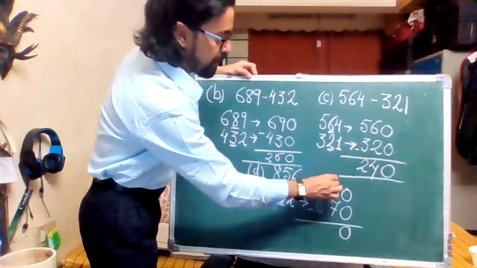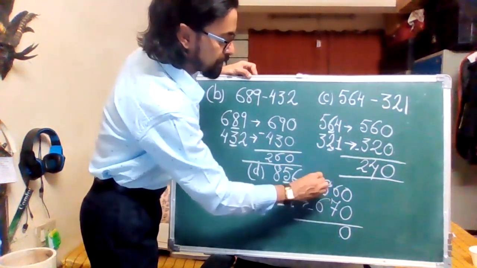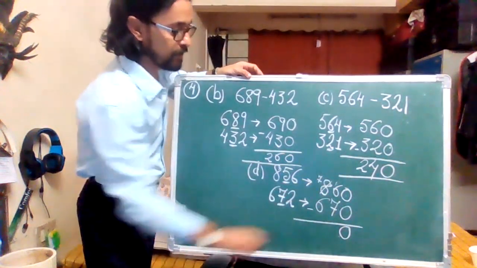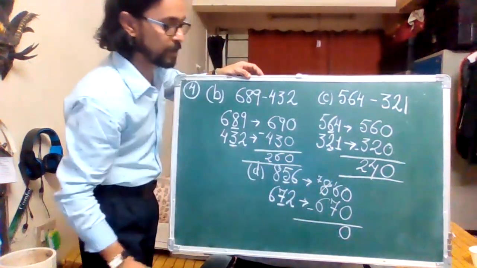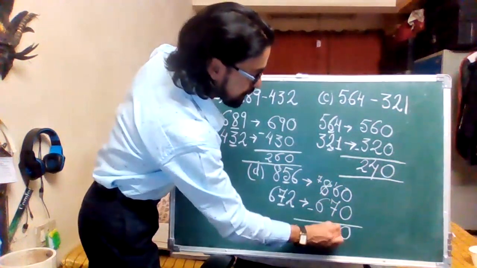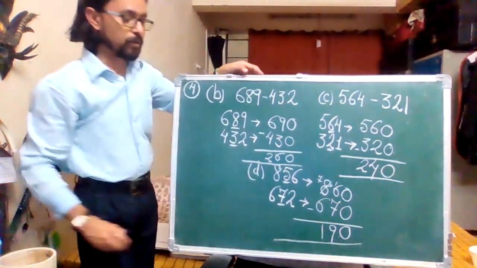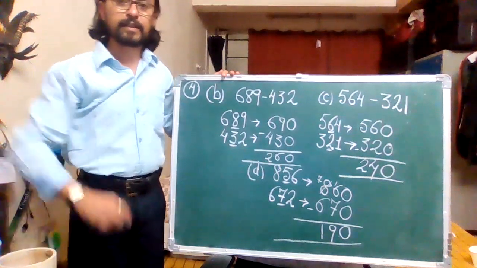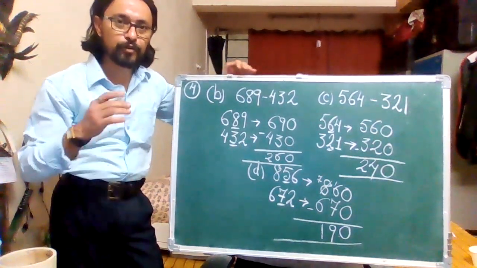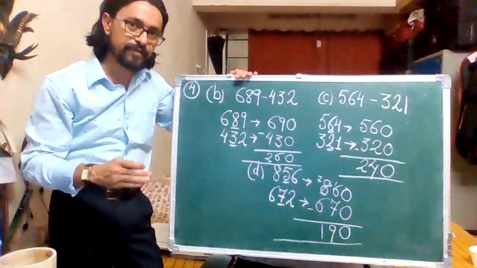To subtract here, I'll have to borrow from here. This will become 7. This will become 6. I'll put 1 here, it will become 16. 16 take away 7 is 9. And 7 take away 6 is 1. My answer, 190.